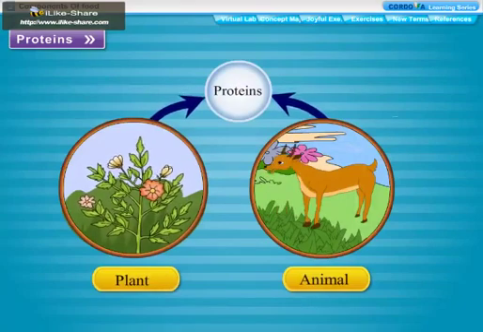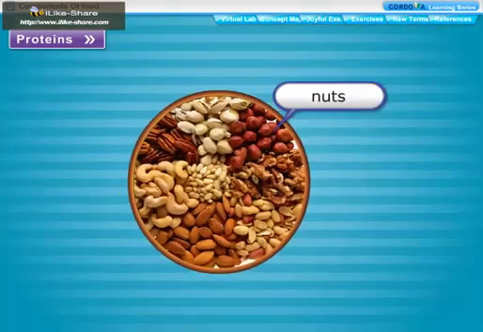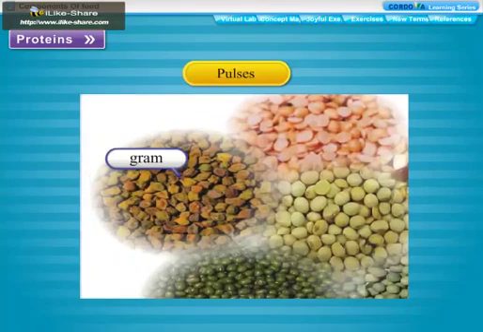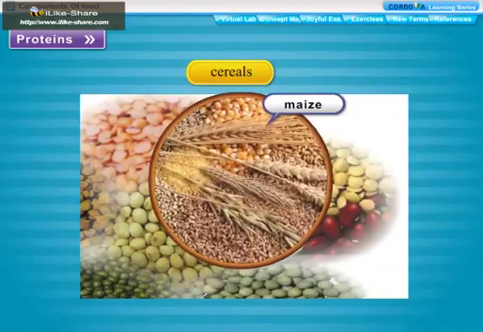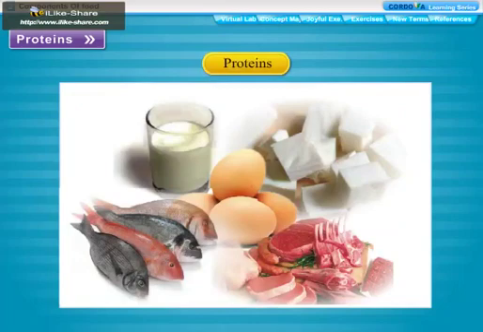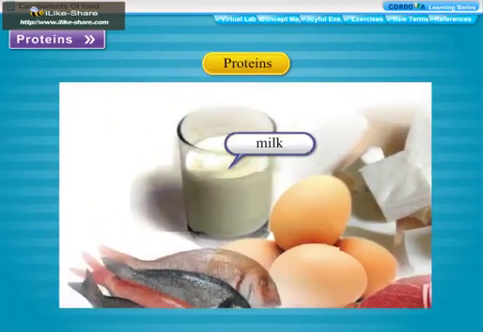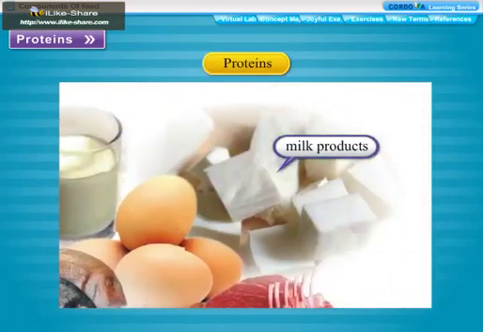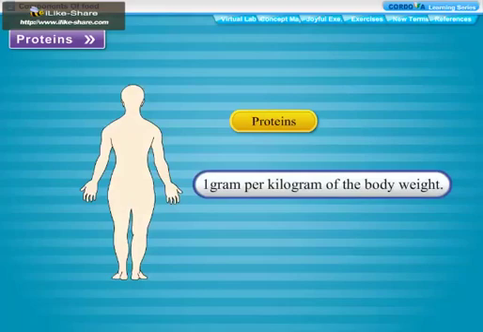The best sources of plant proteins are beans, soya bean and peas, nuts, almonds, cashew nuts and groundnuts, pulses, gram, moong and tur dal, and cereals, maize and wheat. Some of the best sources of animal proteins are lean meat, meat without fat, fish, eggs, milk and milk products, cheese and curd.